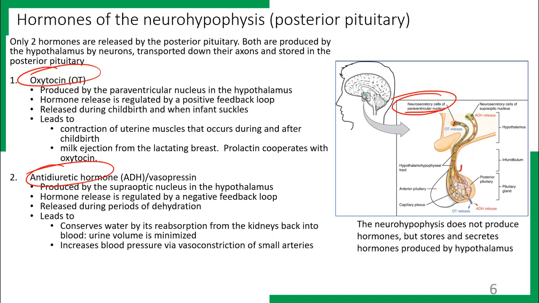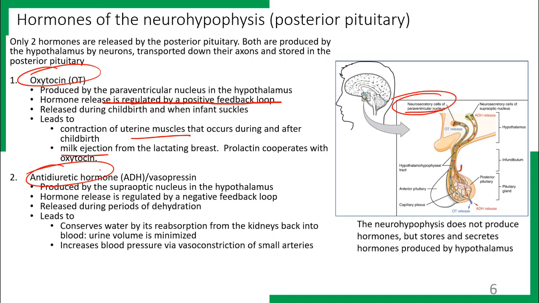It is one of the few hormones that is regulated by a positive loop, right? Most other hormones are regulated by a negative loop. Its release is triggered during childbirth with uterine contractions, and it also is released when an infant starts suckling on the lactating breast. And the suckling of the infant on a lactating breast then releases oxytocin, and what oxytocin does is it promotes milk ejection.